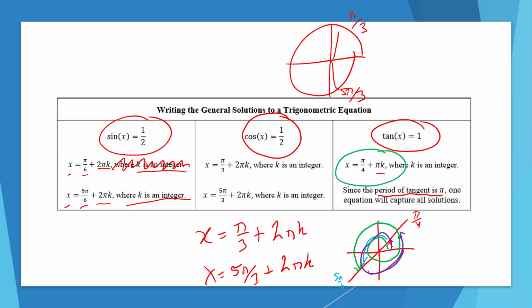Okay, so just remember tangent, because the period is pi, right? Your equation is different. Same thing here. It's pi over 4, or whatever your solution is, and then plus pi k, where k is an integer there.